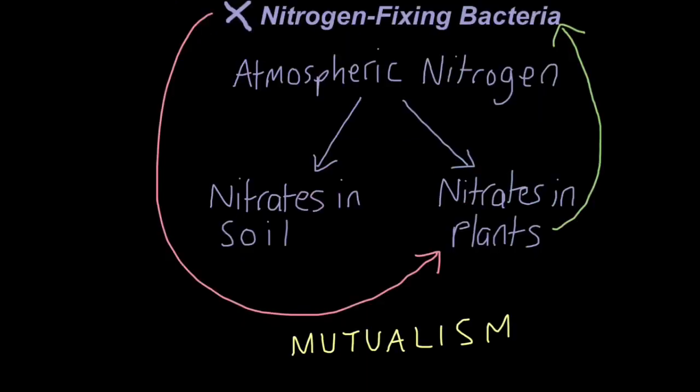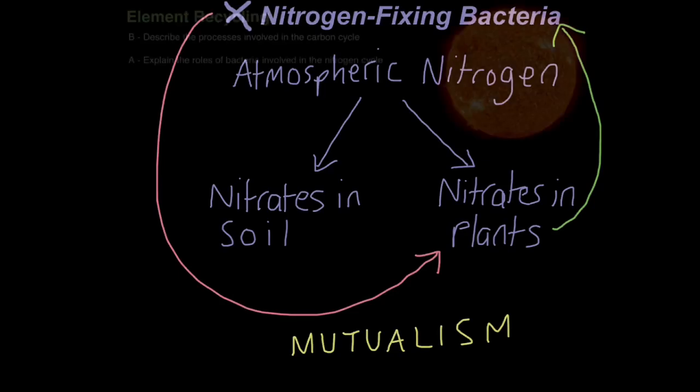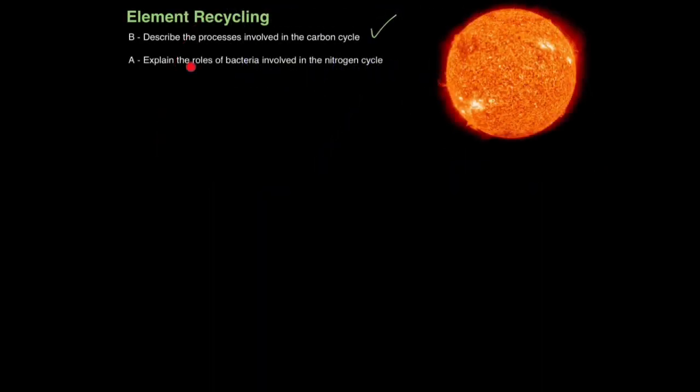I'd also like to point out that there's another example of mutualism in the nitrogen cycle. So the nitrogen-fixing bacteria inside the legumes' root nodules, they will create nitrates for the plants, but in return the plants photosynthesize and provide sugars for the nitrogen-fixing bacteria, as well as a home to live. And that's how you explain the roles of bacteria involved in the nitrogen cycle.